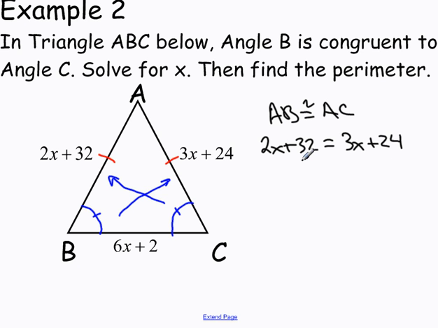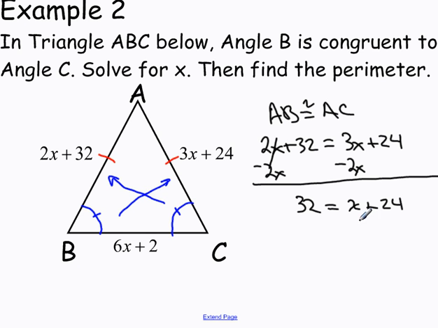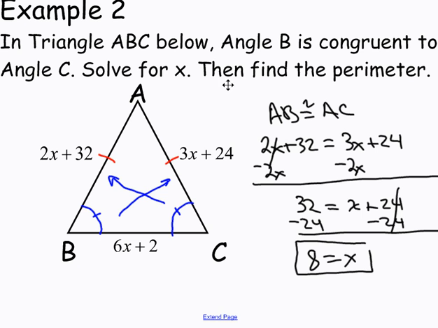So I'm going to subtract 2x. So I get 32 equals x plus 24. Subtract 24 from both sides. I get 8 equals x. But I'm not finished, right? I have to find the perimeter.